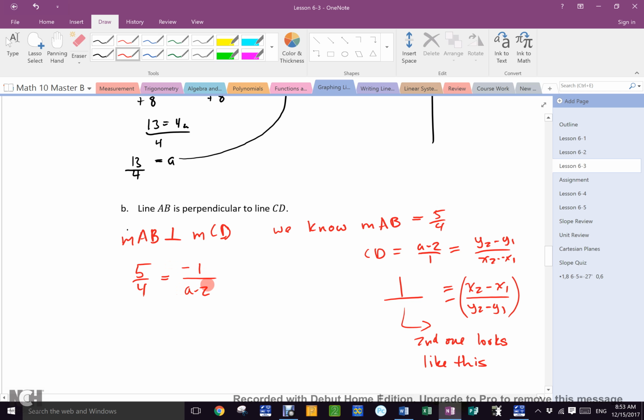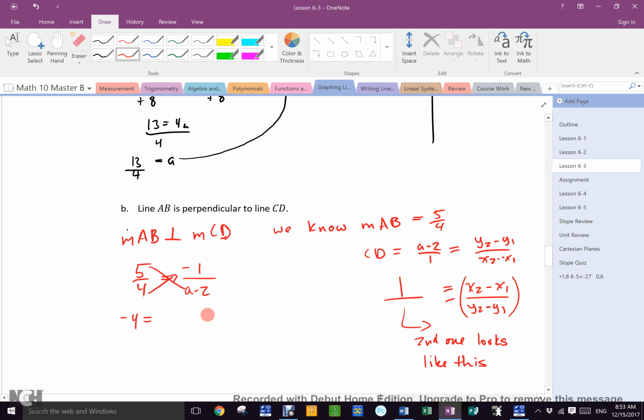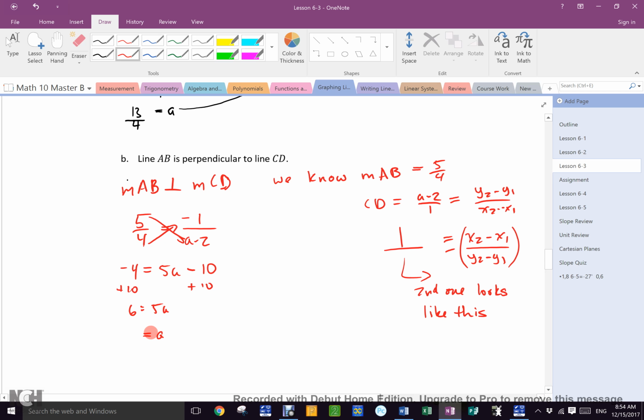So can we fix this up? What do I do when I have fraction equals fraction? Cross multiply. What's 4 times -1? -4 equals. What's 5 times A? 5A minus 10. How do I solve this? What do I do? Add 10 to both sides. 6 equals 5A. What does A equal? 6/5.